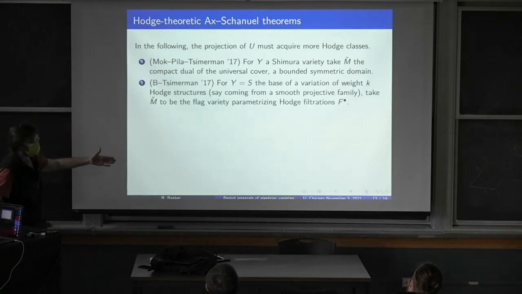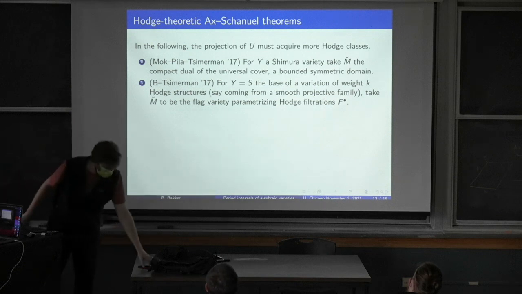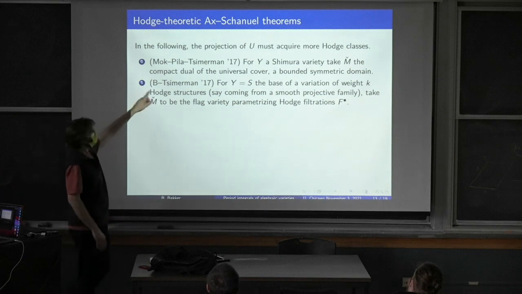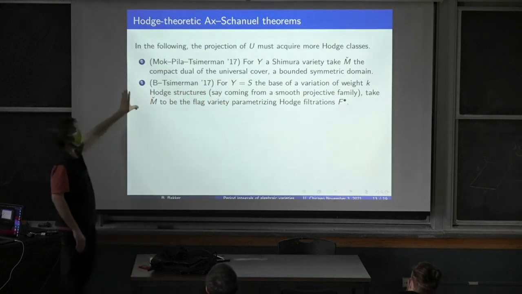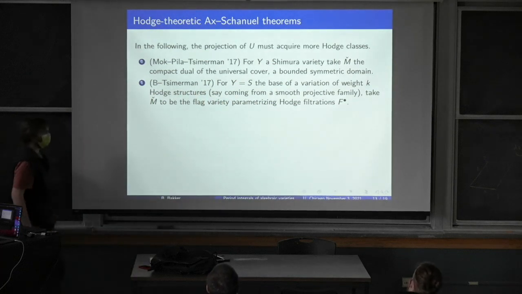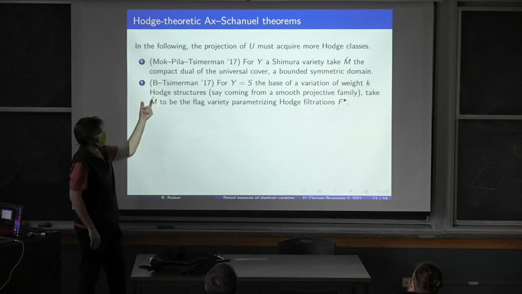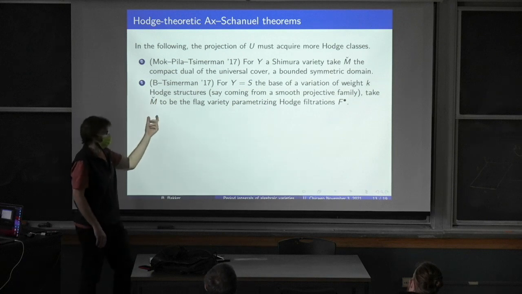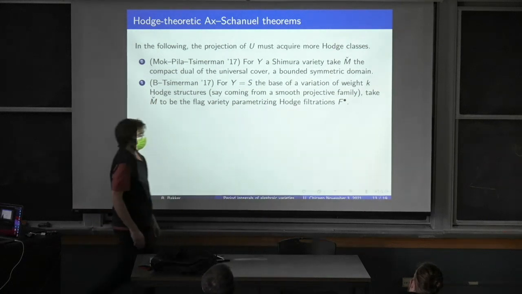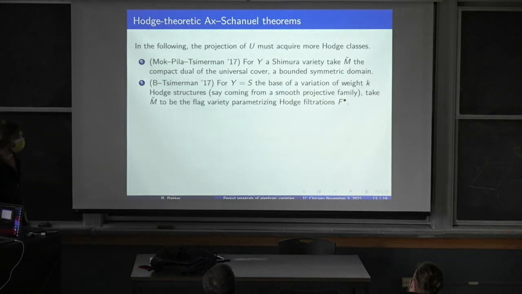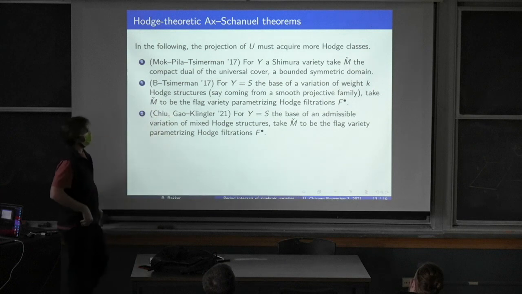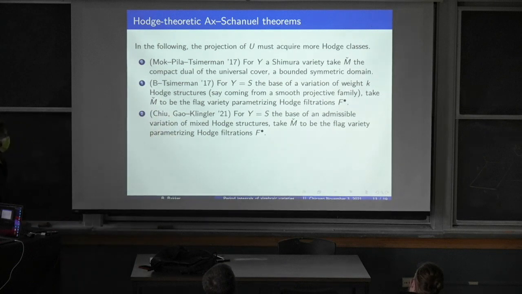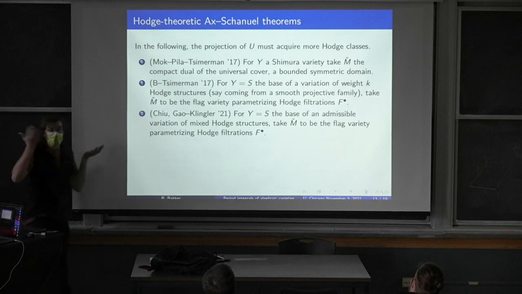I'll go a little bit fast through this because I actually want to get to the examples where it's a little more clear what the difference between each of these contexts is. Okay, so Zimmerman and myself then upgraded this to arbitrary pure variations of Hodge structures, for instance, coming from smooth projective families. And once again, you take as your M hat the moduli space of Hodge structures. More precisely, you take it to be the flag variety parametrizing Hodge filtrations. Then this was upgraded by a student of Jacobs, Chu, and also independently by Gao and Klingler, who did this for admissible variations of mixed Hodge structures.